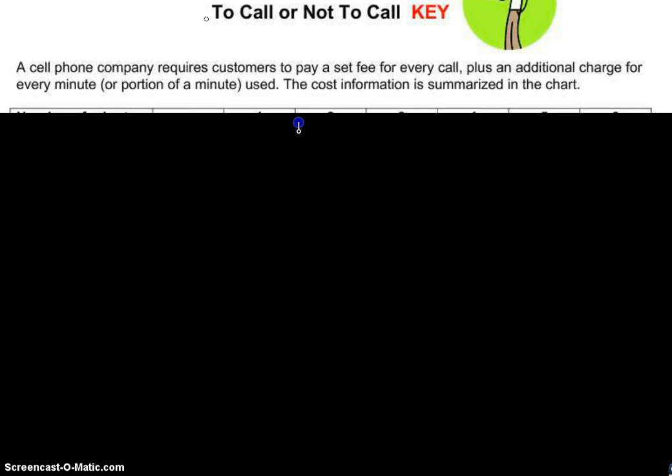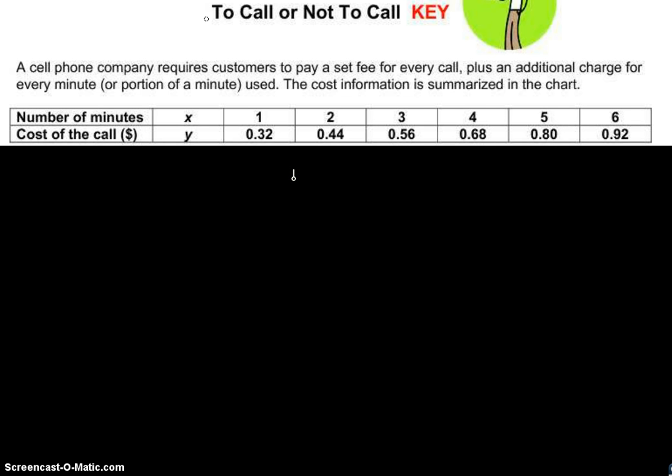So let's look at our chart. We have two pieces of information. We have the number of minutes, which is X, and the cost of the call, which is in cents, Y. So here I have my coordinate points. My X values are 1, 2, 3, 4, 5, and 6. And the cost of the call is 32 cents, 44 cents, 56 cents, 68 cents, and so forth. So it says we're going to use the data set above to answer the following questions.